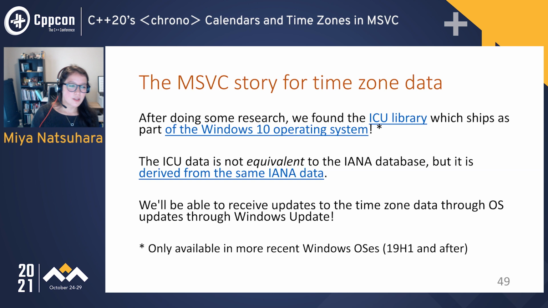Big asterisk, once again, unfortunately, the ICU library in a form that's digestible for us is only available in more recent Windows OSs. But as before, we'd love to be able to provide this information for all versions of the OS, but right now for technical limitations, this is where we are. We are investigating implementing a fallback mechanism for earlier versions of the OS.